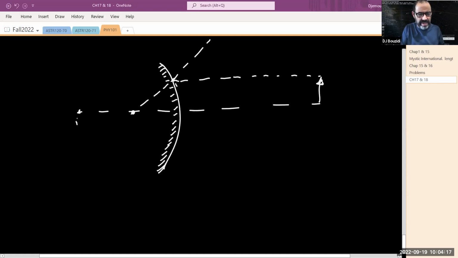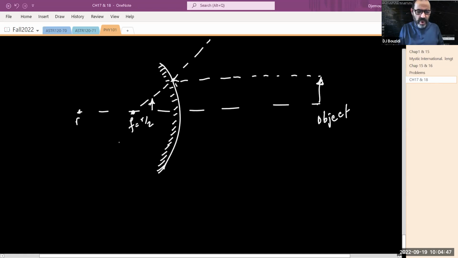This is the curvature radius, R, and this is the focal point, which is usually R/2 for a well-manufactured mirror. Now, the object is going to be here. The image is going to be on this side, and it's always going to be on this side. So the object is always real.